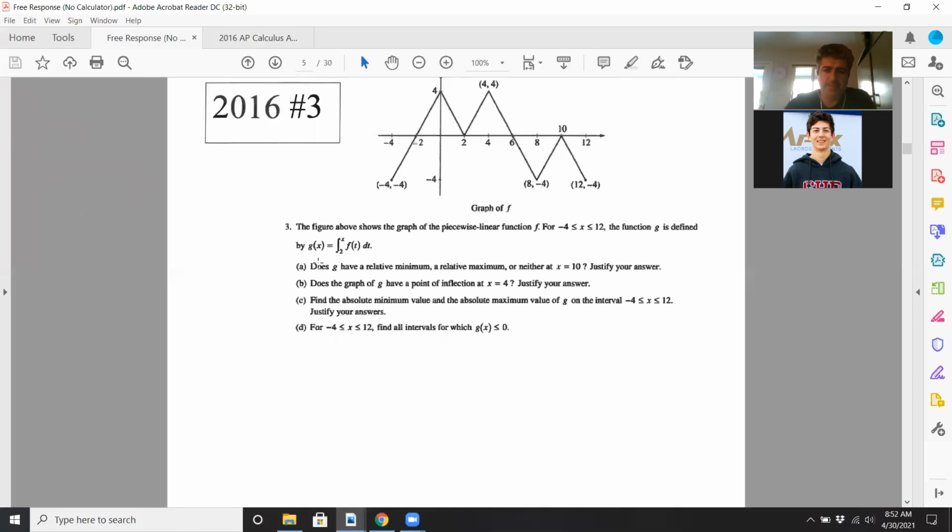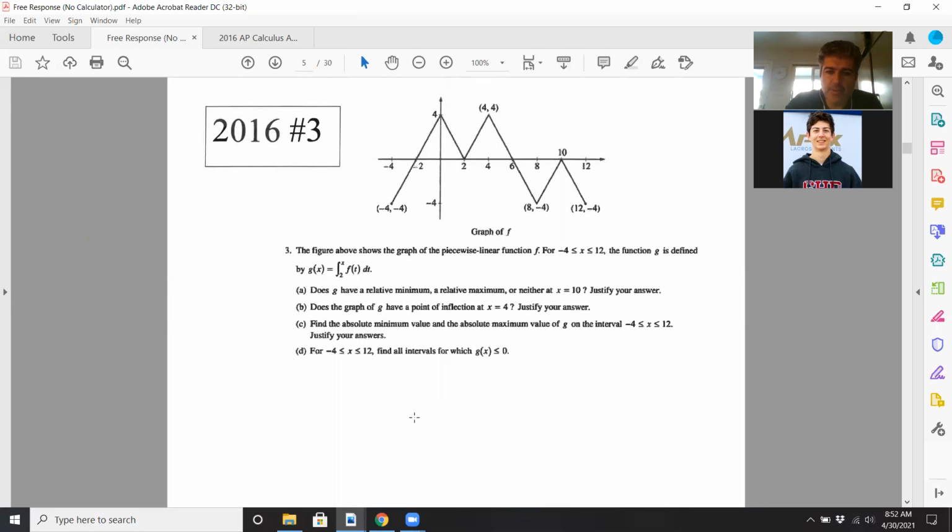Then lastly, let's look at D, and I'll have you guys try one on your own. From -4 to 12, find all intervals where g of x is less than 0. That's going to be really more by inspection, I believe, because g of x is an integral from 2 to x. So where will this be less than or equal to 0? Definitely at 2, it equals 0. And as I go forward, I'm just accumulating positive area. Now, I do get negative area after that because I'm accumulating more negative area.